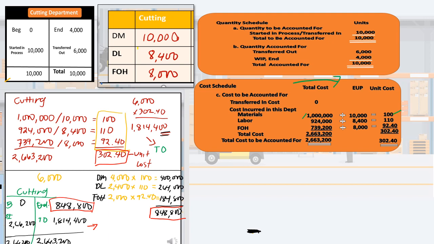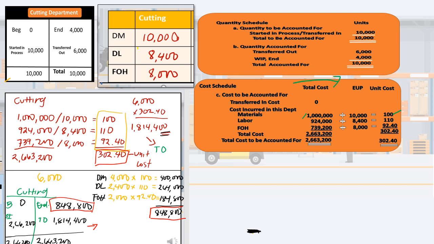Same case sa labor, 924 divided by EUP ng ating direct labor, 8,400. So 1,110. FOH, 739,200 total cost divided by 8,000 EUP. So ang unit cost natin dyan ay 92.40. So ang total unit cost natin on this department is 302 pesos and 40 cents. Then ang total cost natin ay 2,663,200. So ayan po yung magiging component ng ating total cost to be accounted for. So para ang pag-fill up po ay from left to right, umpisahan nyo sa total cost, then EUP, then unit cost.